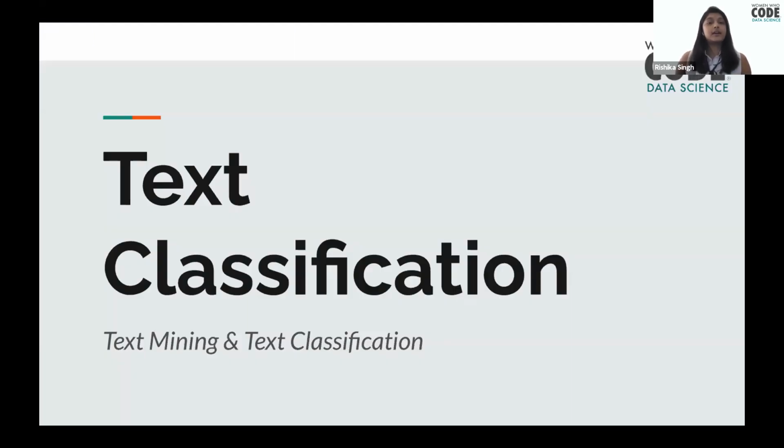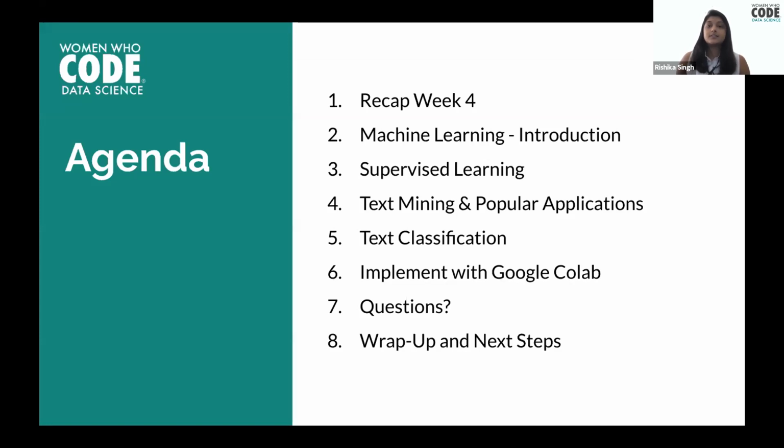And today for week 5, we'll be going over text classification, specifically text mining and text classification. So for today's agenda, we'll be doing a recap of week 4. We'll do a brief introduction to machine learning and give a high-level overview of the various types of machine learning. We'll go specifically into supervised learning and then talk about text mining and its popular applications. Then we'll go into text classification. And then we'll switch gears, and in the second half, we'll do some implementation with Google Colab.